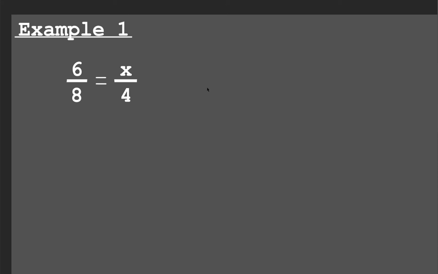What is a proportion? Sorry, bumped the mic there. What is a proportion? Proportions, in the context of mathematics, are essentially this. They are 2 equivalent fractions. Proportions are just 2 equal fractions.